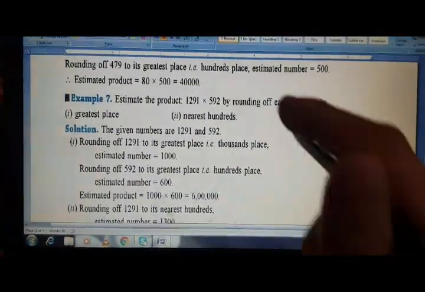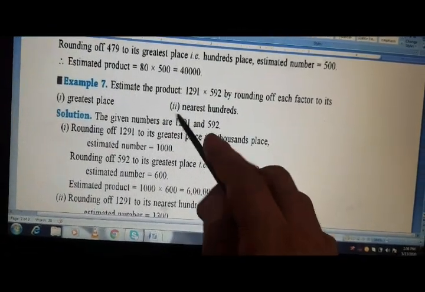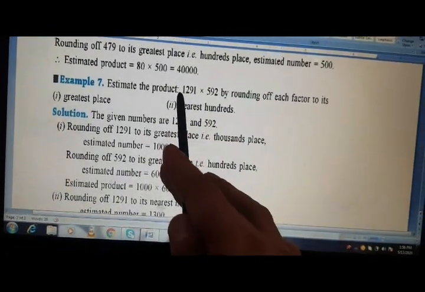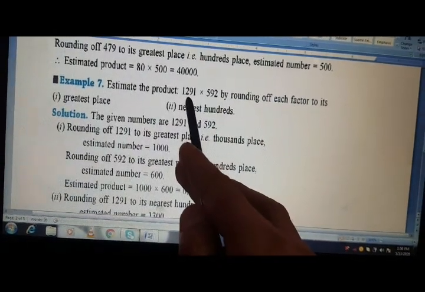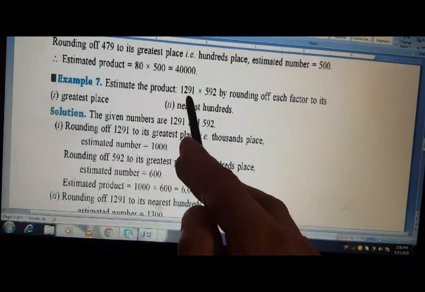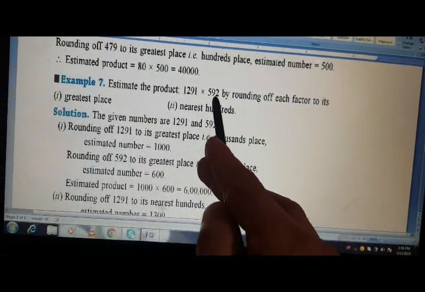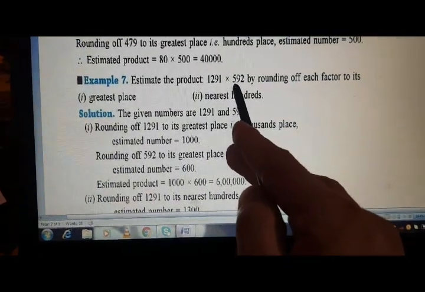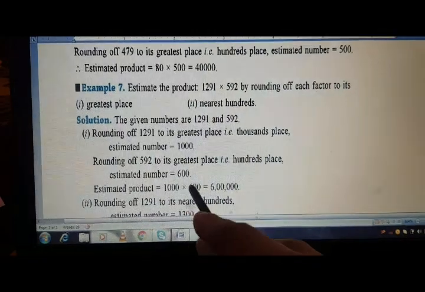Next example, 1291 multiplied by 592, to the greatest place and nearest hundreds. First let's check the greatest place, it's thousands and it's hundreds. So nearest thousands will be 1000 because 2 is smaller than 5, and here the hundreds place 9 is greater than 5, therefore this will become 600. So 1000 into 600 will give you 6 lakh.